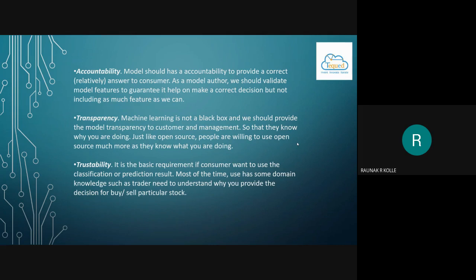Trustability. Trustability is one of the most important and key reasons for explaining the model. It is the basic requirement if a consumer wants to use the classification or the prediction results. Most of the time, the use of it has some domain knowledge, such as a trader needing to understand why we provide the decision for buying or selling a particular stock. Let us now see the application of model interpretation to our text classifier.